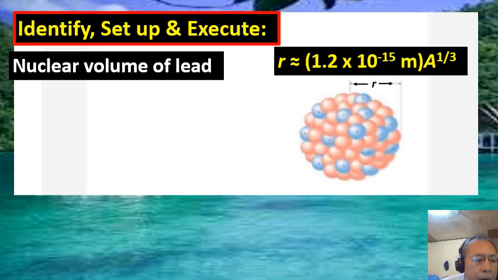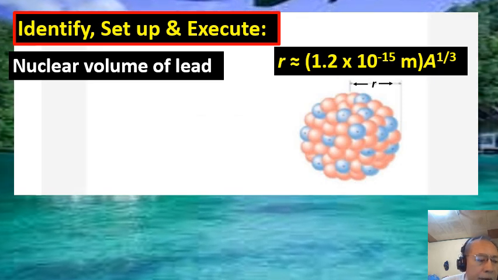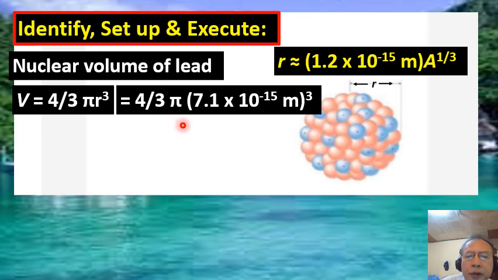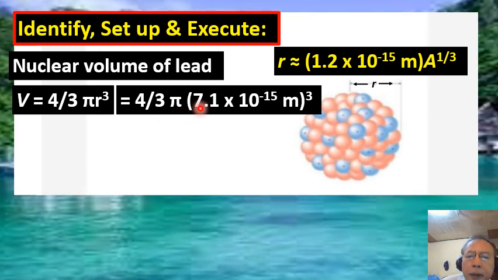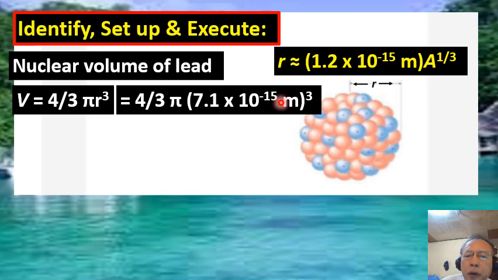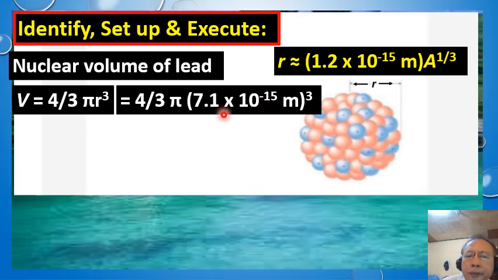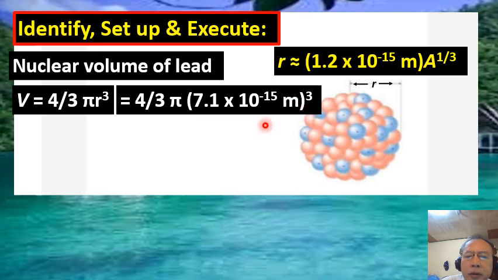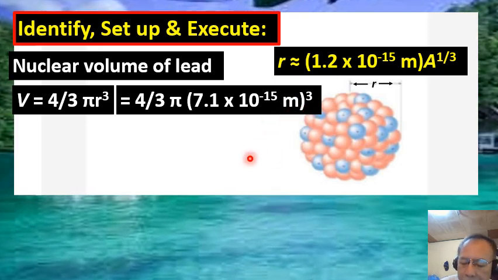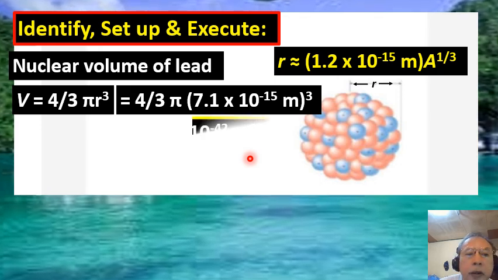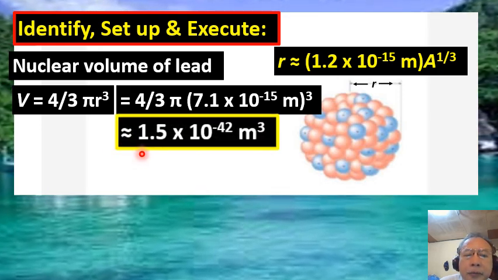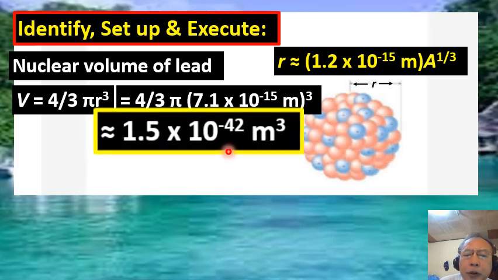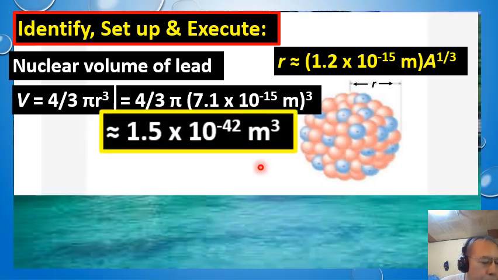Likewise, for a lead atom, its approximate nuclear volume is 4/3 multiplied by pi and the cube of 7.1 times 10 to the negative 15 meters. So when simplified, we find that the approximate nuclear volume of the lead atom is equal to 1.5 times 10 to the negative 42 meter cube.